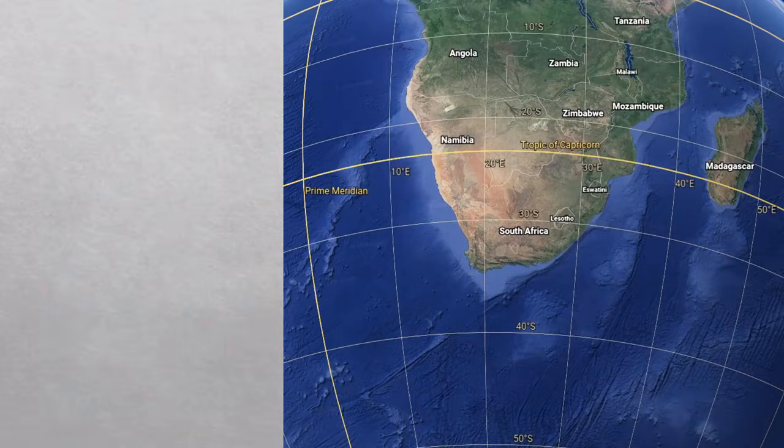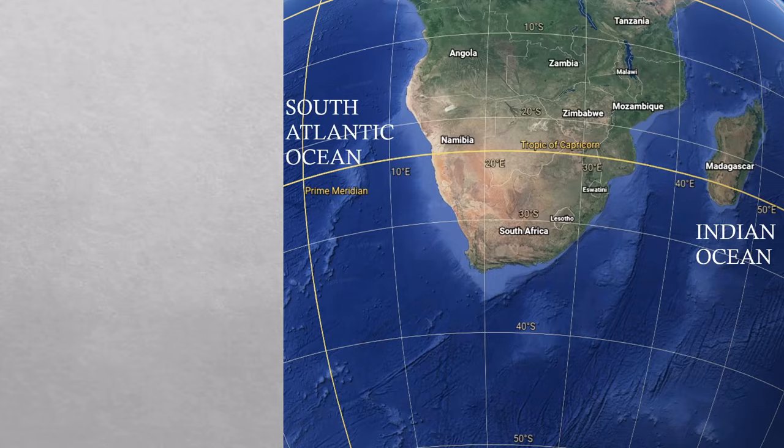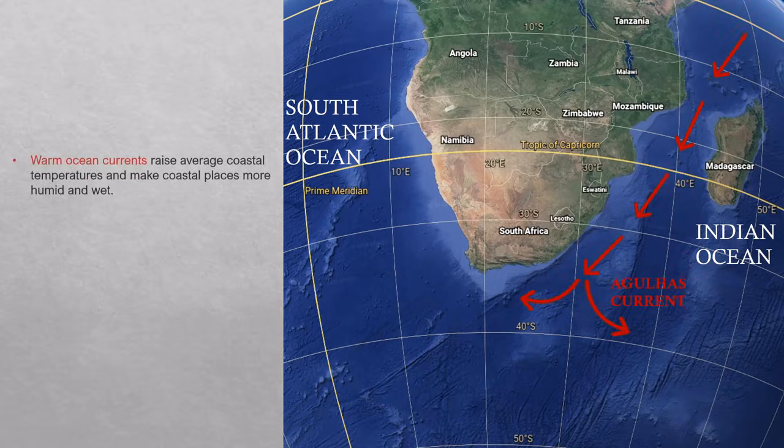Let's look at the effects of ocean currents by examining the effect they create on the coastlines of countries or regions. A perfect example to use here is the Southern African region. Situated to Southern Africa's east coast is the Indian Ocean, and along the west coast you can find the South Atlantic Ocean. Both of these oceans have a massive impact on the climate of Southern Africa.